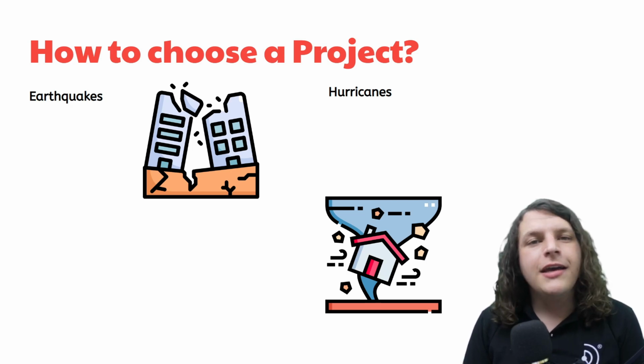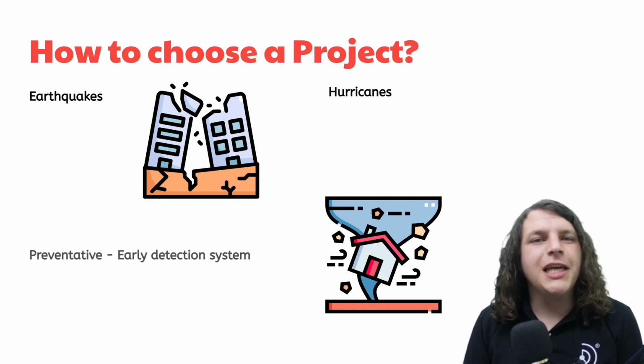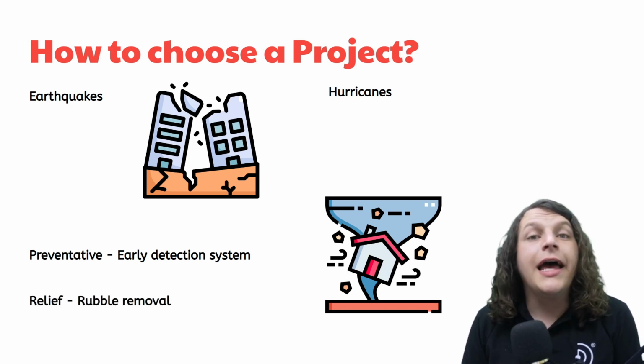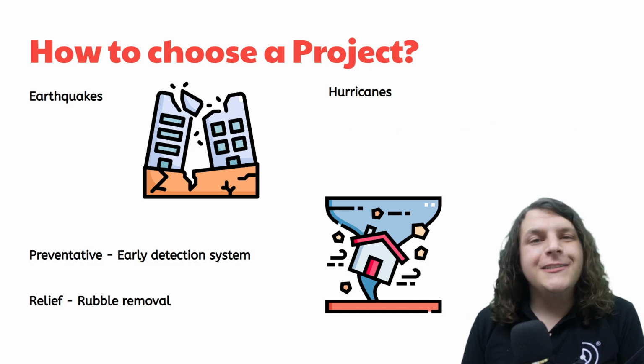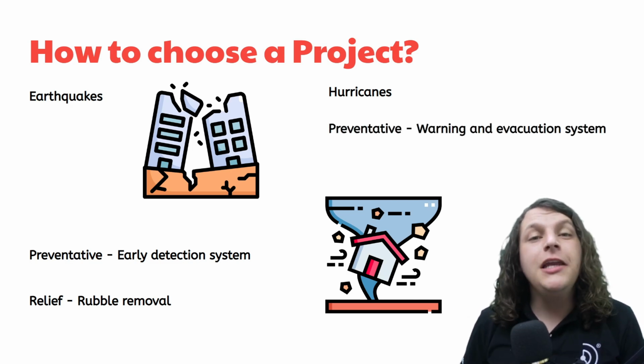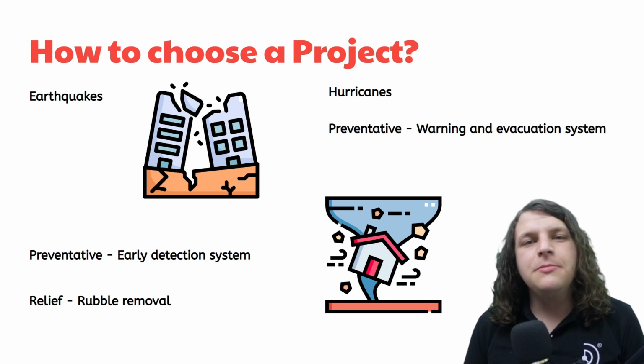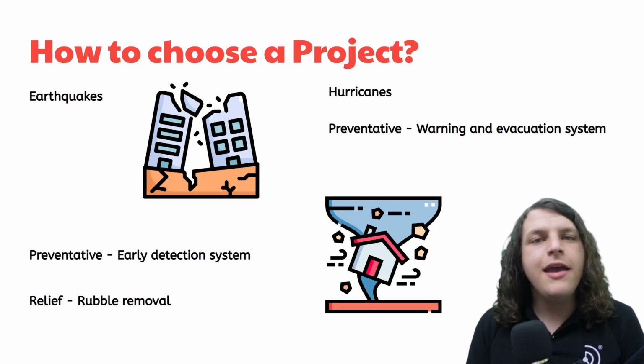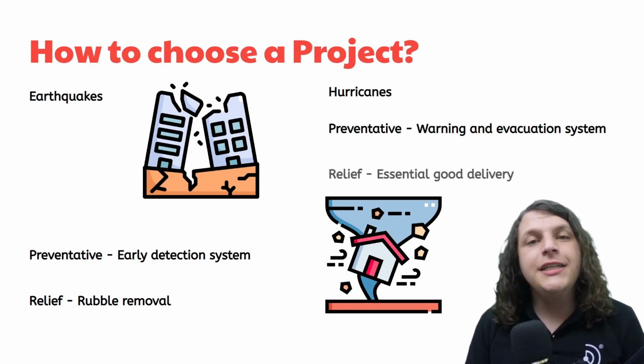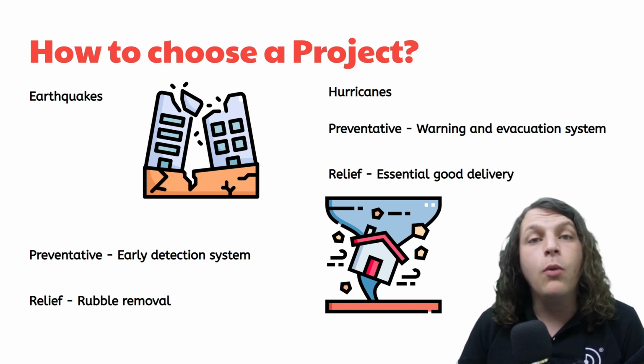With an earthquake, a preventative measure could be something like an early warning system, and a relief measure could be something like rubble removal. For hurricanes, a preventative measure could be an early warning and evacuation system to make sure no one is in harm's way, and a relief measure could be something like the delivery of essential goods. This is especially important for a hurricane because they are known to take out water and electricity supplies in an area, making the delivery of essential goods priority number one.